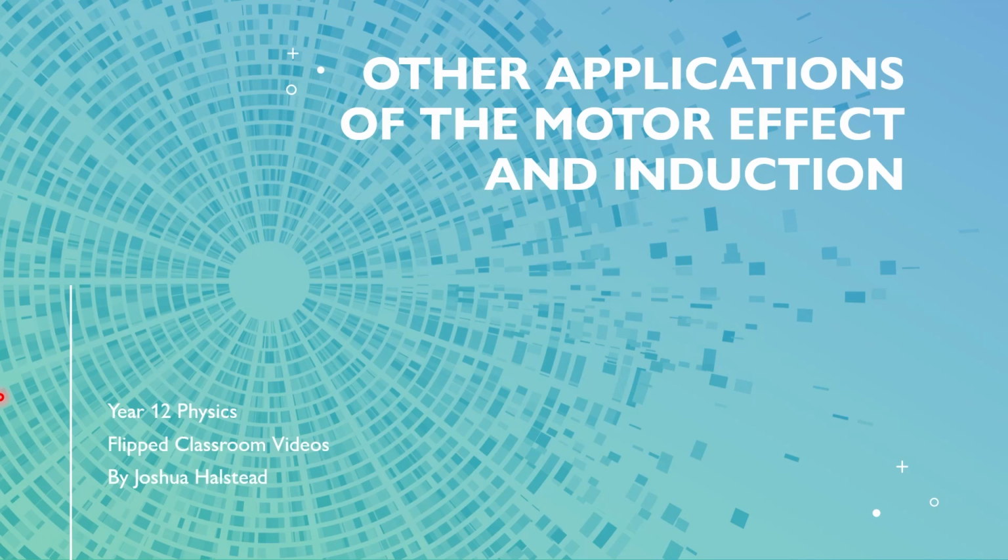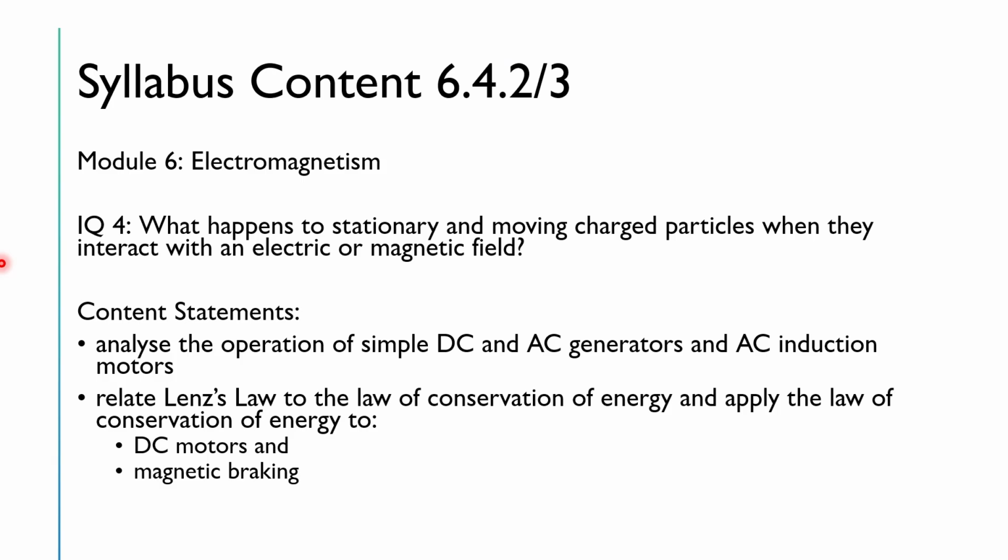G'day, in the previous two videos we've been looking at how we apply the motor effect and induction to motors and generators. Today we're going to be looking at some further applications. So today we're covering dot point 6.4.2 and 3, finishing off inquiry question 4, looking at what happens to stationary and moving charged particles when they interact with electric and magnetic fields.